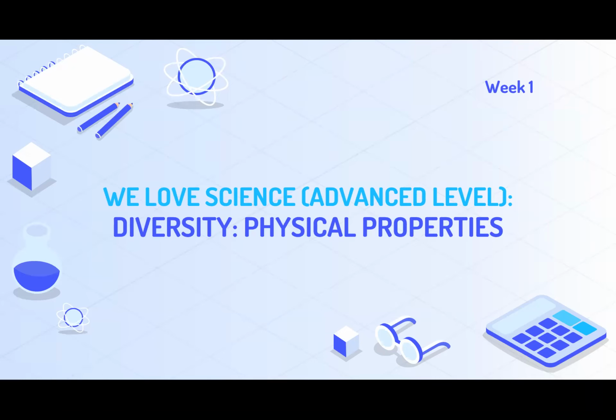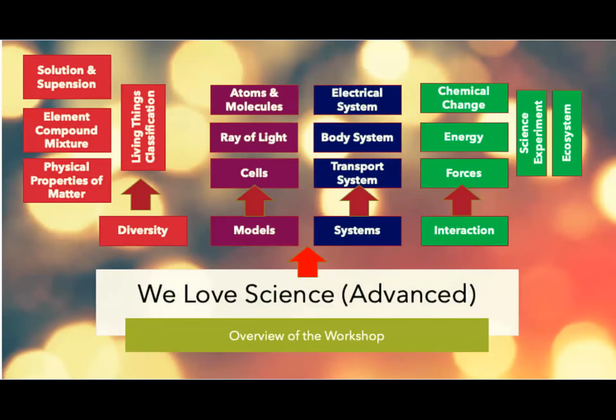So welcome all to week 1 We Love Science Advanced Level Workshop Series, Diversity, Physical Property. This is the overview of what we're going to cover in this series of advanced course. We're going to cover diversity. We're going to look into all the non-living things and living things. First, we look at the physical property of matter. In the previous workshop, I've shared that matters have 3 types: solid, liquid, gas. Then we move on to chemical property like element, compound, mixture. We'll be looking into the periodic table that will be shown in the next 2 lessons. And so on and so forth.